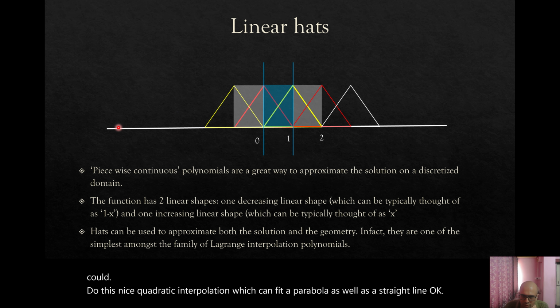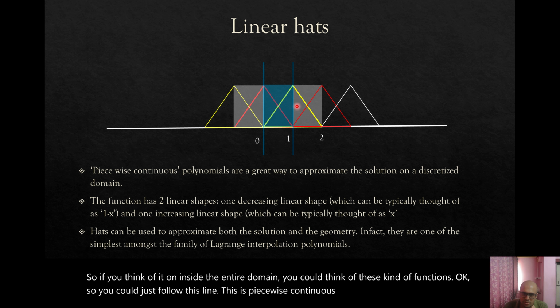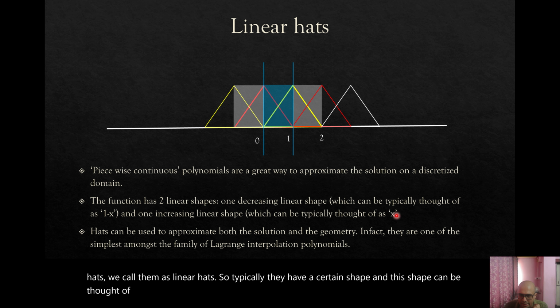If you think of it inside the entire domain, you could think of these kind of functions. Okay, so you could just follow this line. This is piecewise continuous, right? So since these look like hats, we call them linear hats. So typically they have a certain shape, and this shape can be thought of as 1 minus x and x. Okay, so that's the defining shape.